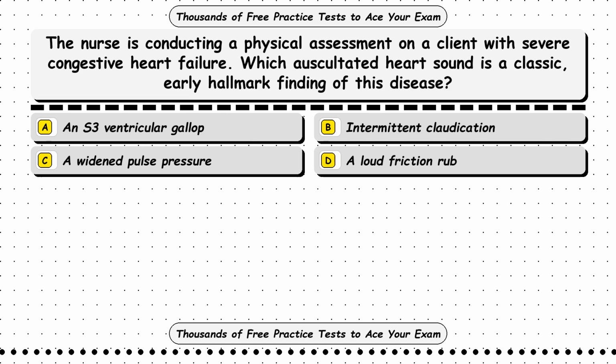Question 113. The nurse is conducting a physical assessment on a client with severe congestive heart failure. Which auscultated heart sound is a classic, early hallmark finding of this disease? Option A. An S3 ventricular gallop. Option B, intermittent claudication. Option C, a widened pulse pressure. Option D, a loud friction rub.